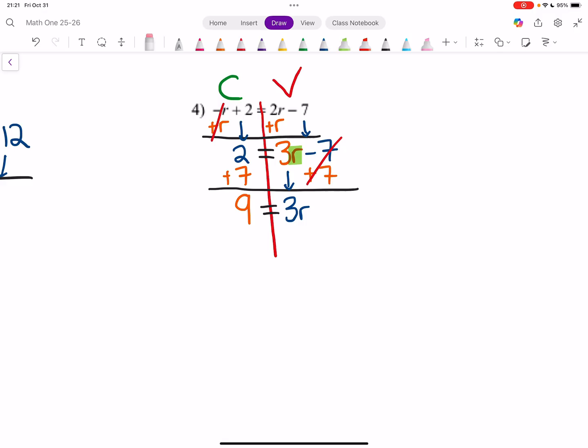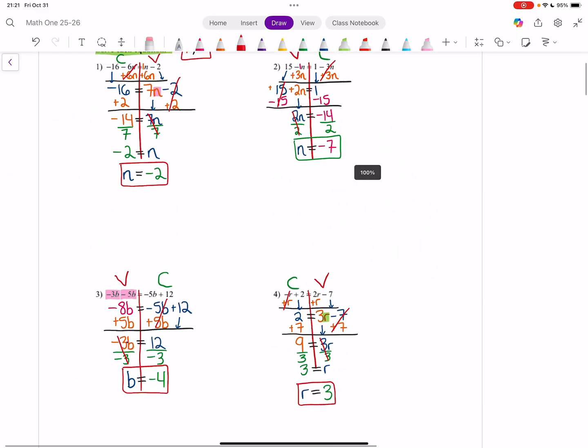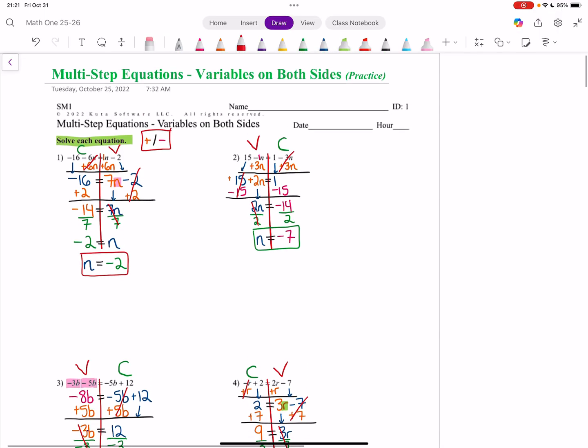Next, I know I want to undo this invisible multiplication by division because division is the inverse of multiplication. On the left-hand side, 9 divided by 3 is 3. On the right-hand side, 3 divided by 3 is 1, so I have a single r left. Once again, instead of writing 3 is equal to r, I want to make sure my final result is clear to my reader. So I'm going to write r is equal to 3 and box it to show that that's my final answer. And that's how you can solve simple multi-step equations with variables on both sides.